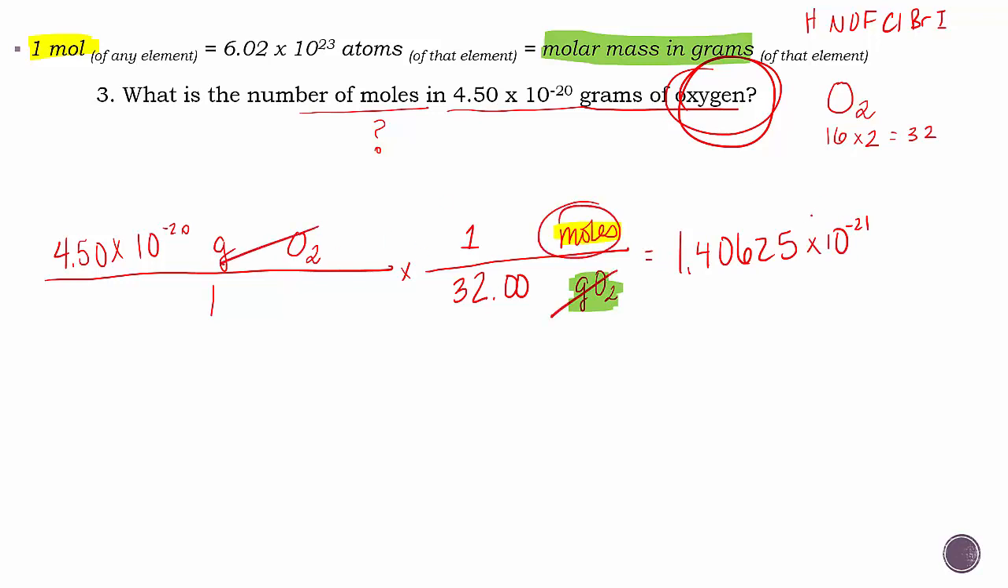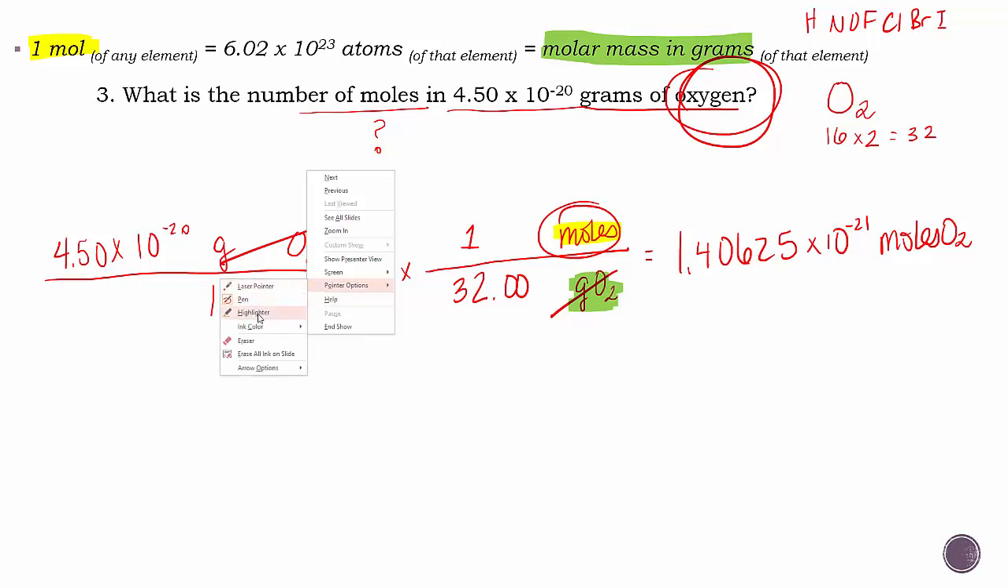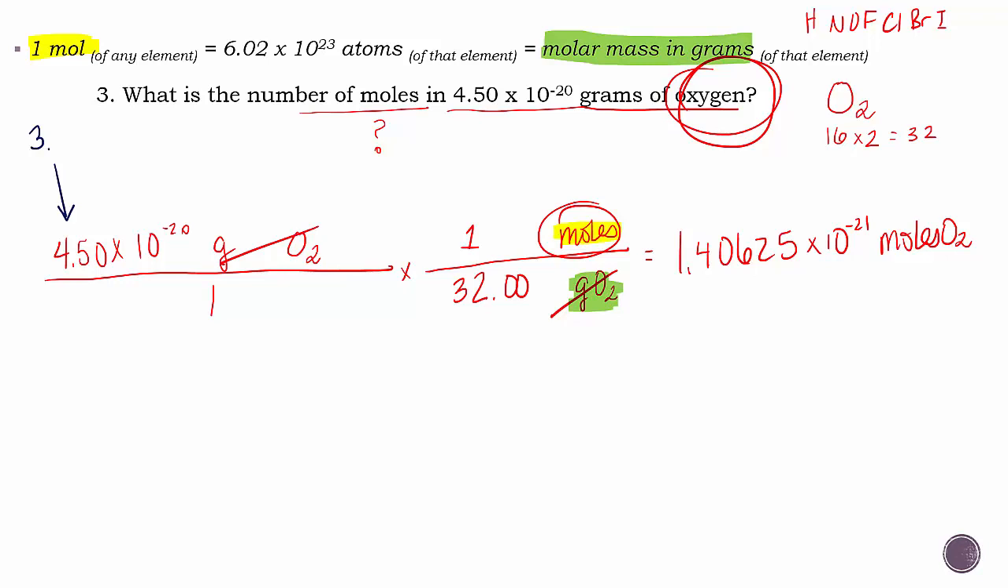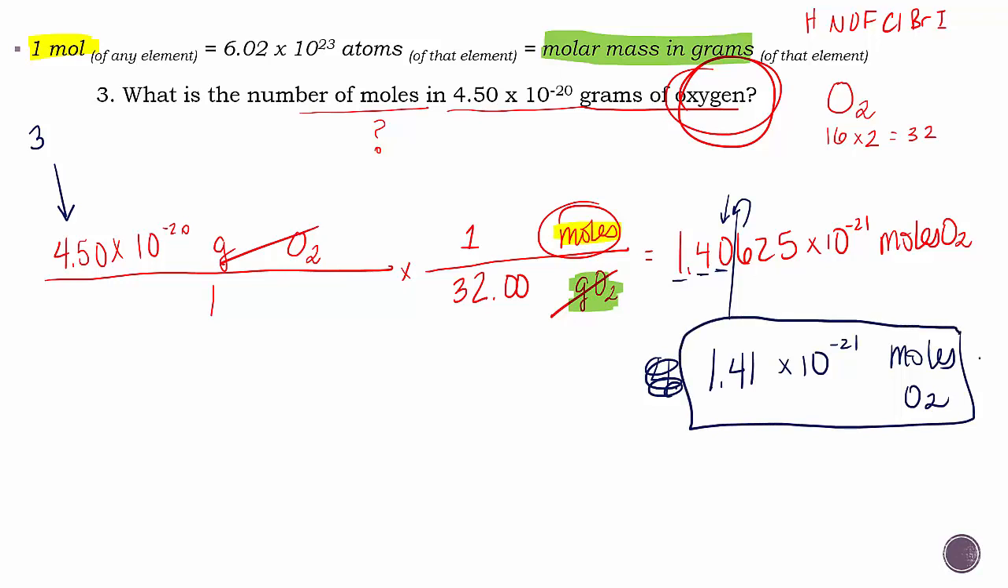So looking back, we had 3 sig figs to start with. In our 4.50, we had 3 sig figs. We're going to mark that. So we want 3 sig figs in the end. So 1.40, we're going to stop there at what's called the hundredths place. The 6 is going to round up the number that came in front of it. So it will be 1.41 times 10 to the negative 21 moles of O2. Excellent.